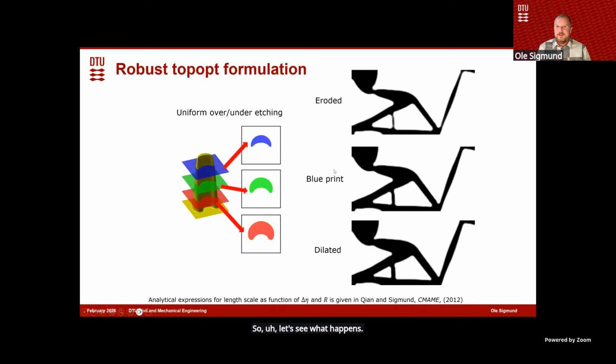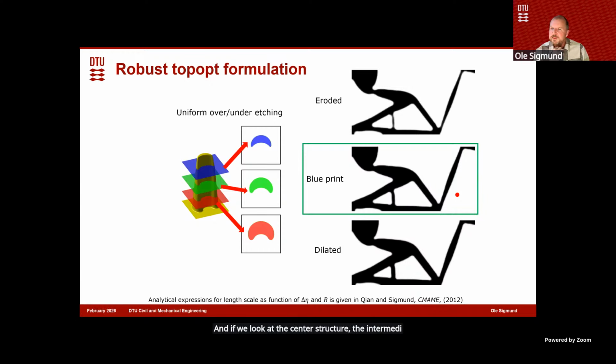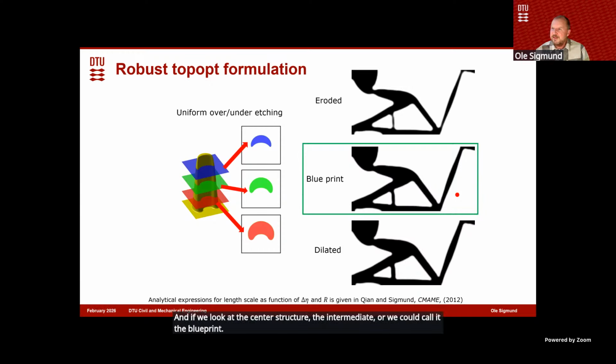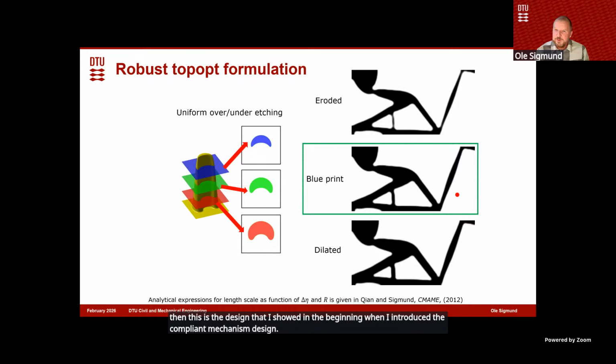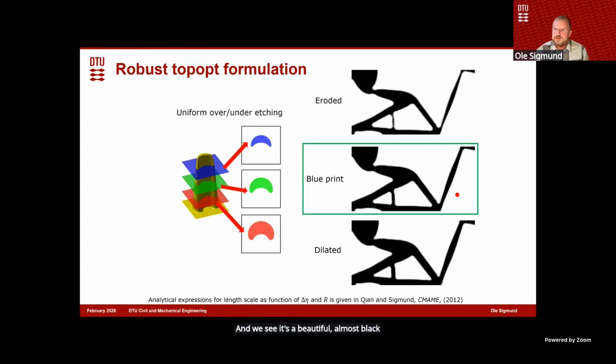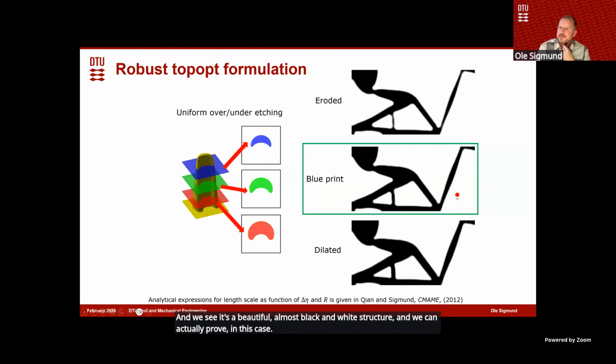Well, here is the result of the robust optimization. And if we look at the center structure, the intermediate, or we could call it the blueprint, then this is the design that I showed in the beginning when I introduced the compliant mechanism design. And we see it's a beautiful, almost black and white structure. And we can actually prove in this case that there is a certain length scale.